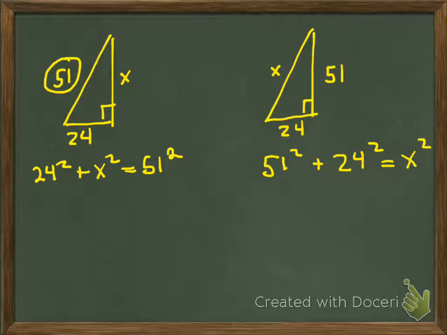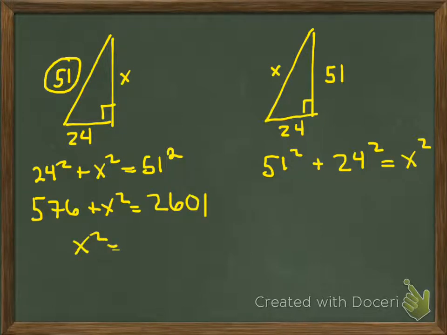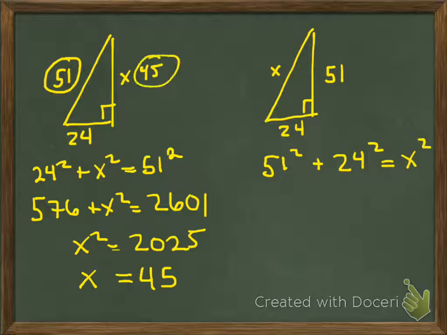So if you go through and do the Pythagorean theorem, you get 576 plus x squared equals 2,601. X squared equals 2,025. You take the square root of both sides, and x is actually equal to 45 on that one. So that means that this leg is 45.